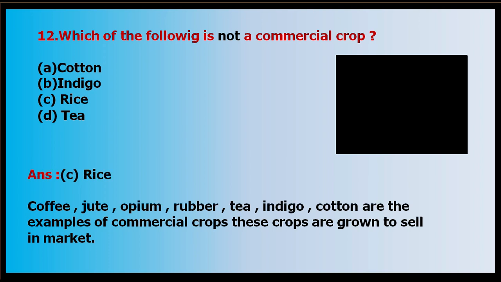Coffee, jute, opium, rubber, tea, indigo, cotton. These all are examples of commercial crops, and commercial crops are grown to sell in the market, while rice is an example of a food crop. Moving to question number 13.